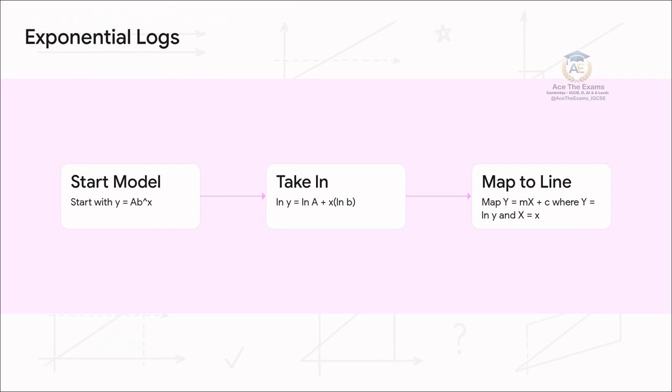You take the natural logarithm of both sides, which gives you ln y equals ln a plus x times ln b. Once again, you map it directly to our trusted blueprint. Your big y-axis is ln y. But notice here, your big x-axis is just plain old x. Your gradient m becomes ln b, and your y-intercept c becomes ln a. If you can confidently perform this algebraic alignment, you are already thinking like an examiner.